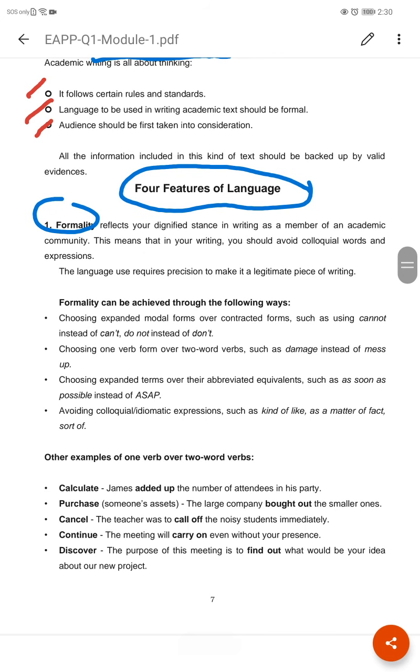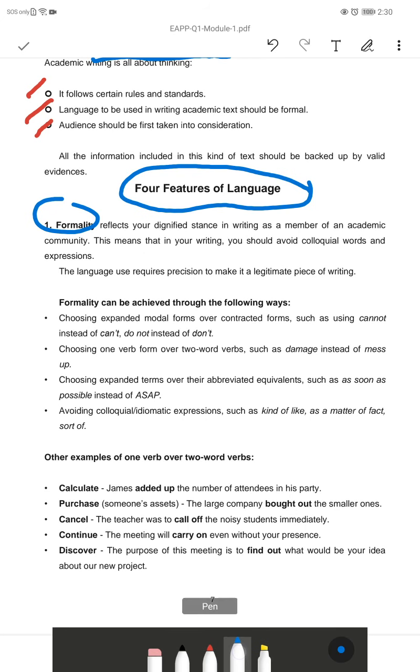This means that in your writing, you should avoid colloquial words and expressions. Meaning to say, guys, when you're going to write any academic text, you should be formal. You should always try to achieve formality. Okay? You cannot use any jargons, any highfalutin words, any colloquial. But when we say colloquial, in Filipino, we call this balbal or vernacular language, which will be difficult for other people to understand. Okay?